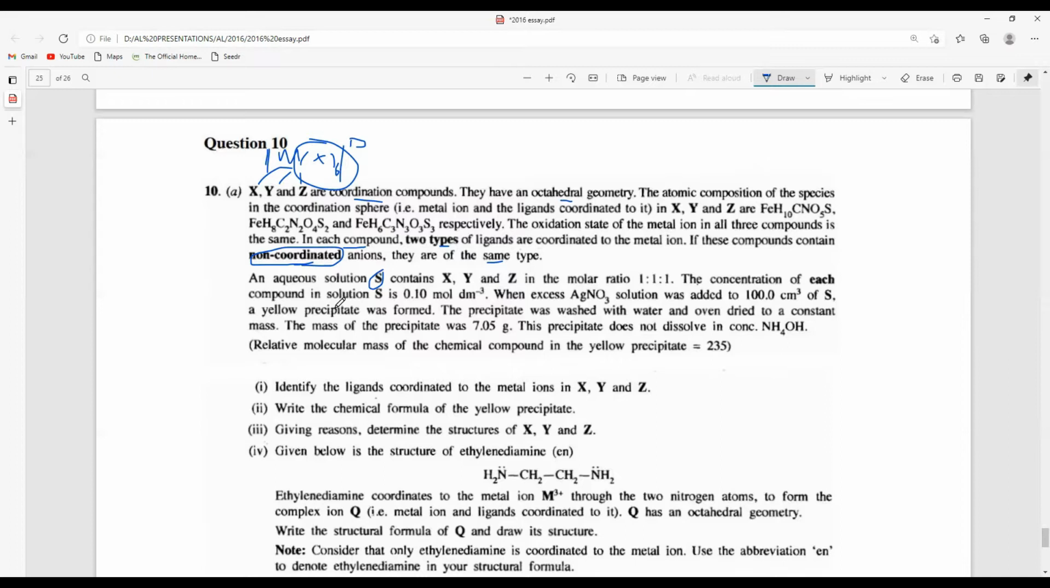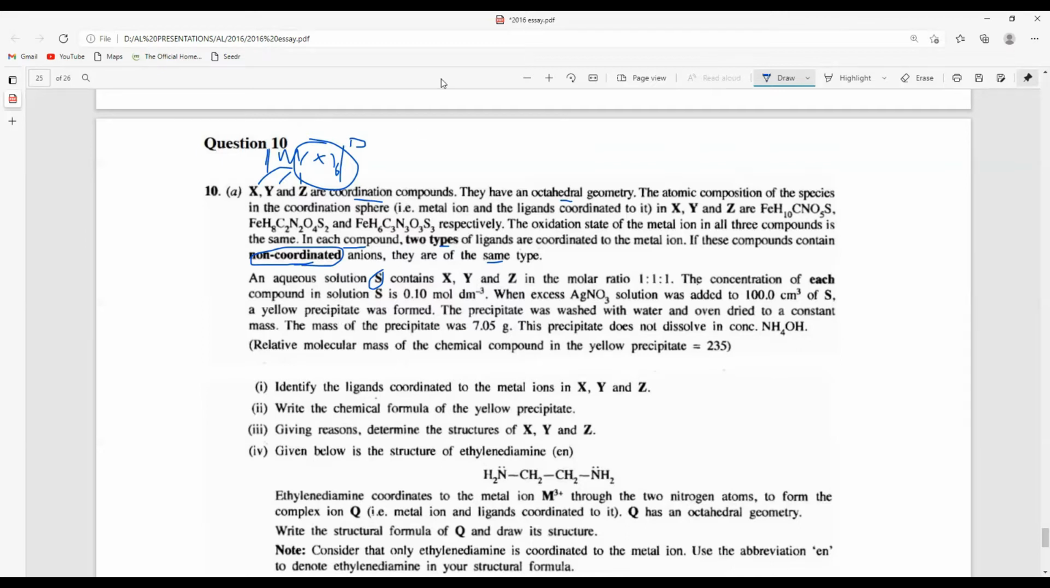Then you add AgNO3, and a yellow precipitate is formed. The precipitate weight is given as 7.05 grams. And the precipitate does not dissolve in concentrated ammonia. So it's very simple, right? Because we have AgCl, AgBr, AgI. AgCl is white in color.